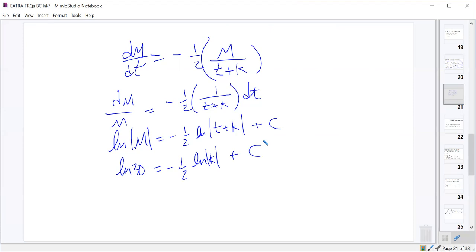It might be helpful for us if we write this -1/2 on the inside here. So let's do this. Natural log of 30 equals the natural log of 1 over the square root of k plus our constant. And we know that that's going to all be positive stuff there.